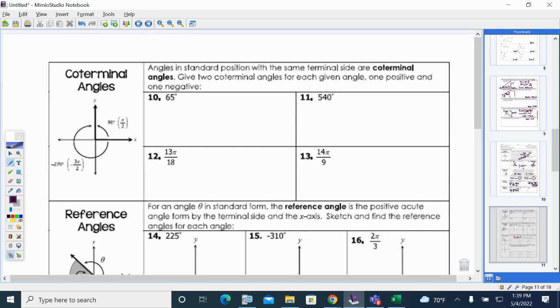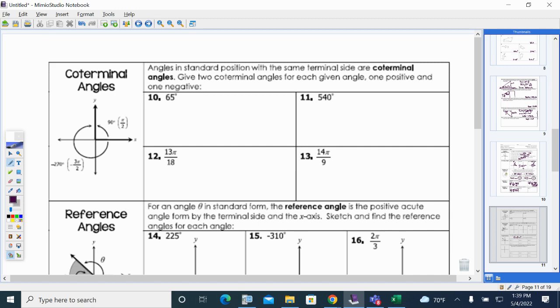Coterminal angles. Angles in standard position with the same terminal side are coterminal angles. Give two coterminal angles for each given angle, one positive and one negative. So our answers here in 10 through 13 are one answer. You're supposed to be having two answers. One would be positive, one would be negative.